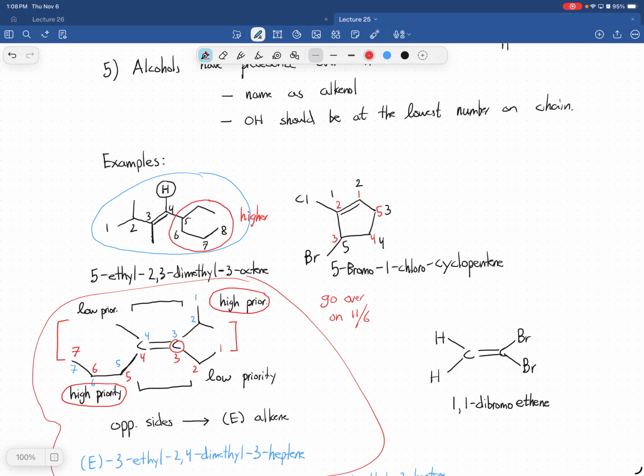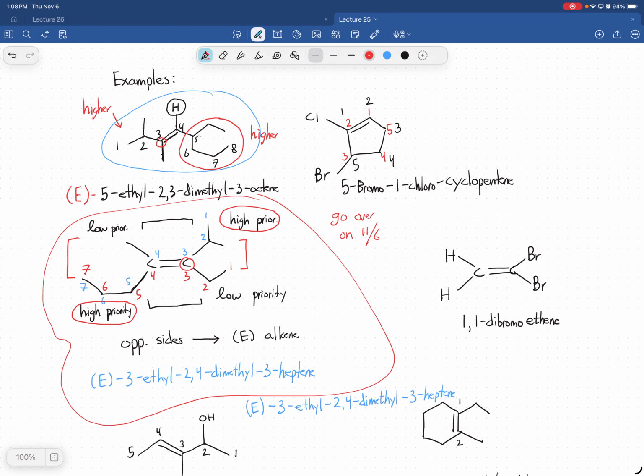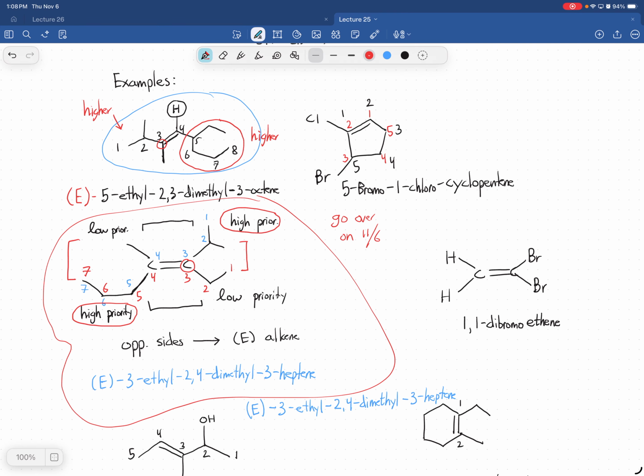Then you look at the other carbon atom, this carbon atom right here. Which one will have higher priority there, isopropyl or the methyl? Yep, this group right here has the higher priority. So they're on opposite sides of each other, and that's also an E-alkene. If they're on the same side of the double bond, it'll be a Z-alkene. I just want to clarify that a little bit. Any questions about naming from last time? Are we okay? All right.